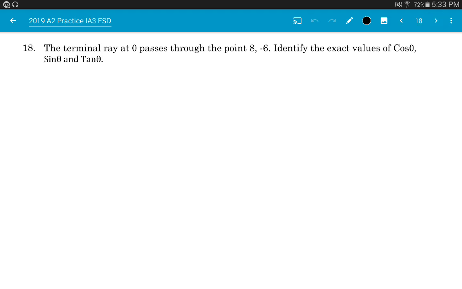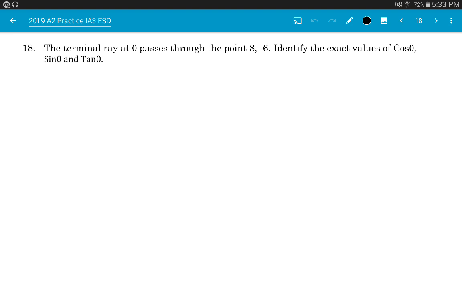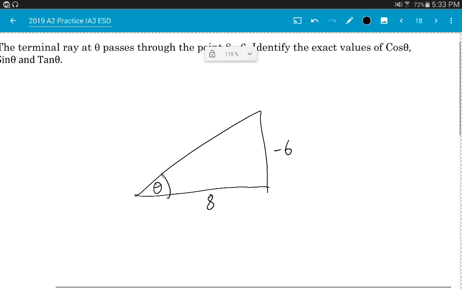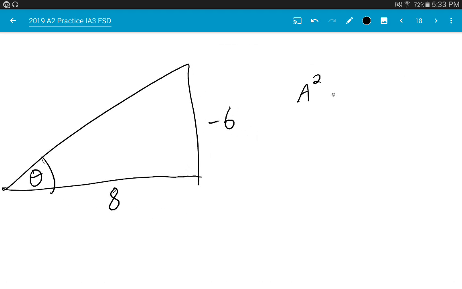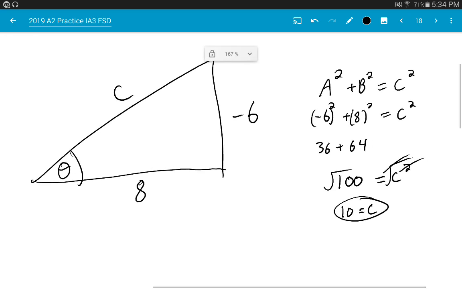Question 18. The terminal ray at theta passes through the point 8, -6. Identify the exact values of cos theta, sine theta, and tan theta. Let's see what our runtime's at now. All right, terminal ray at theta passes through the point. So here's what that means. When we're talking about terminal rays, we're always going to draw our triangle in this orientation. Theta goes right here. 8 and -6 go right here. I need to find the hypotenuse, first off. I'm missing the hypotenuse, so let's use a squared plus b squared equals c squared, where this is c. So that's -6 squared plus 8 squared equals c squared. That's 36 plus 64 is 100 equals c squared. When I square root both sides, I'm going to get that c equals 10. Well, that's convenient. So this side is 10.